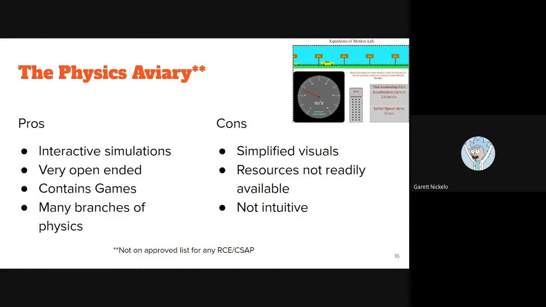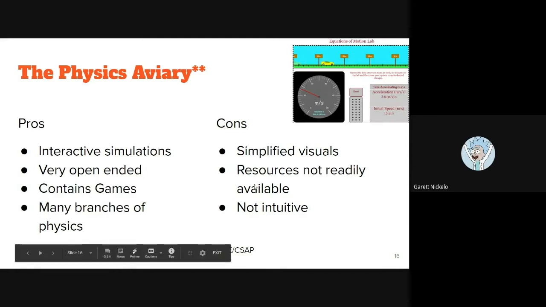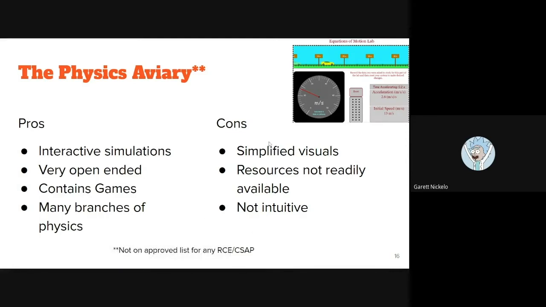Finally, it's actually not as intuitive. With many things online, you know that if you move your mouse a little bit, your pointer will change. Unfortunately, with the Physics Aviary, it doesn't. If you have it as the default white arrow, it just stays as the white arrow, and you're not really sure if it will change or not. You actually have to test click it and you'll see.